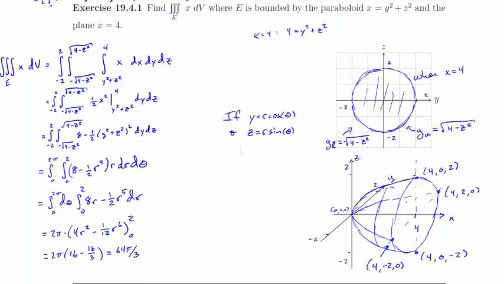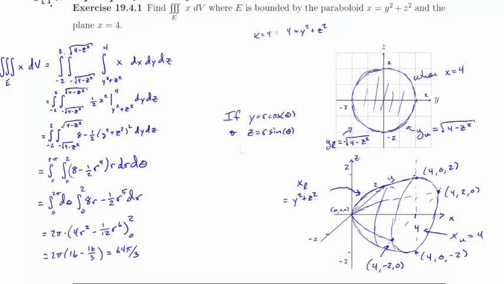And that gives us the shape of our elliptic paraboloid. So we want to find the hypervolume of x dV over this region, capital E. So my x lower bound is going to be y squared plus z squared, and my x upper bound is 4.